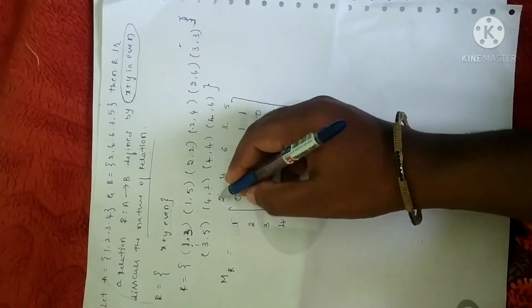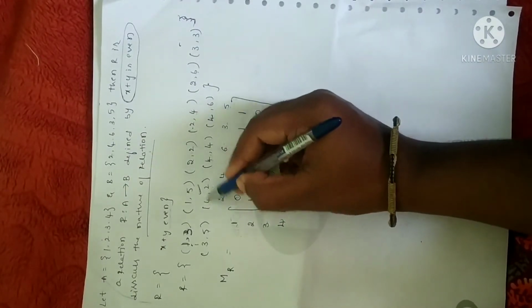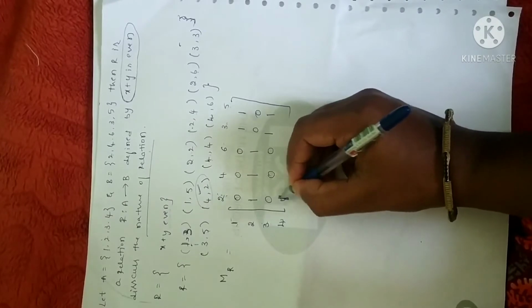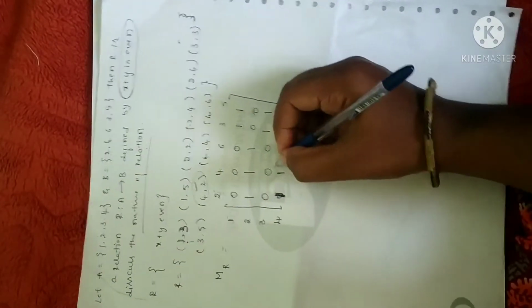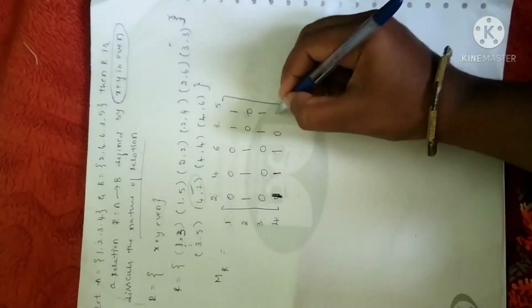Next (4, 2), it is here, so make it 1. Next (4, 4) is there, so 1. (4, 6) is there, so 1. (4, 3) is not there. (4, 5) is not there.